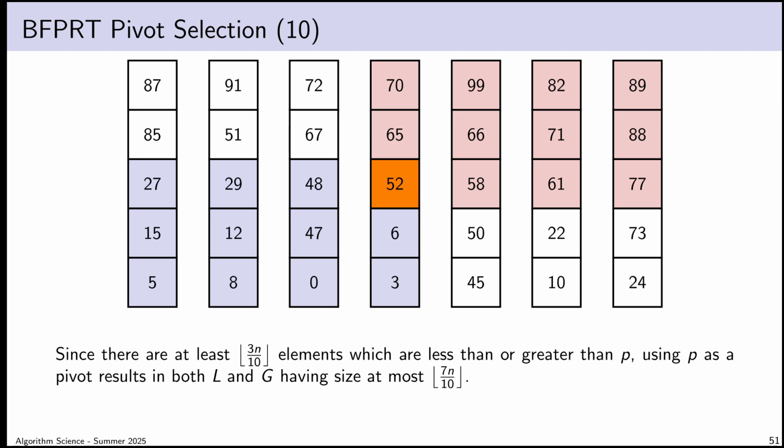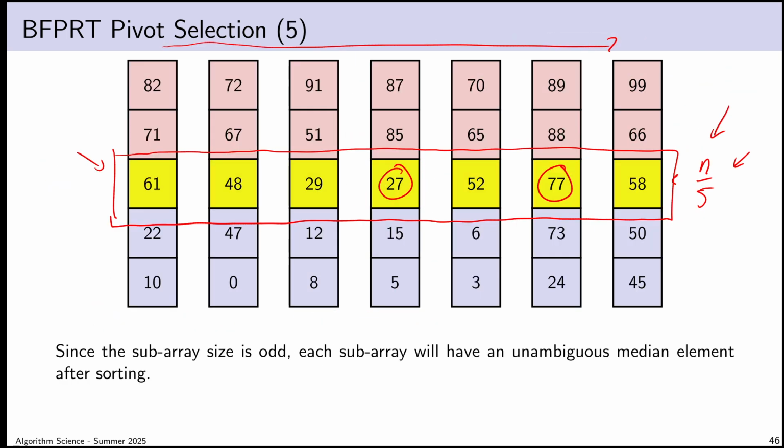And so what I can now say is that once I exclude p, because p has to fall into the subarray E, and because p is greater than or equal to 3n over 10 things and less than 3n over 10 things, both L and G must have size at most 7n over 10. And that's a big deal because if I work backwards and think about what I needed to do to choose P, it turns out the only recursive call I need to Quickselect is this step here.